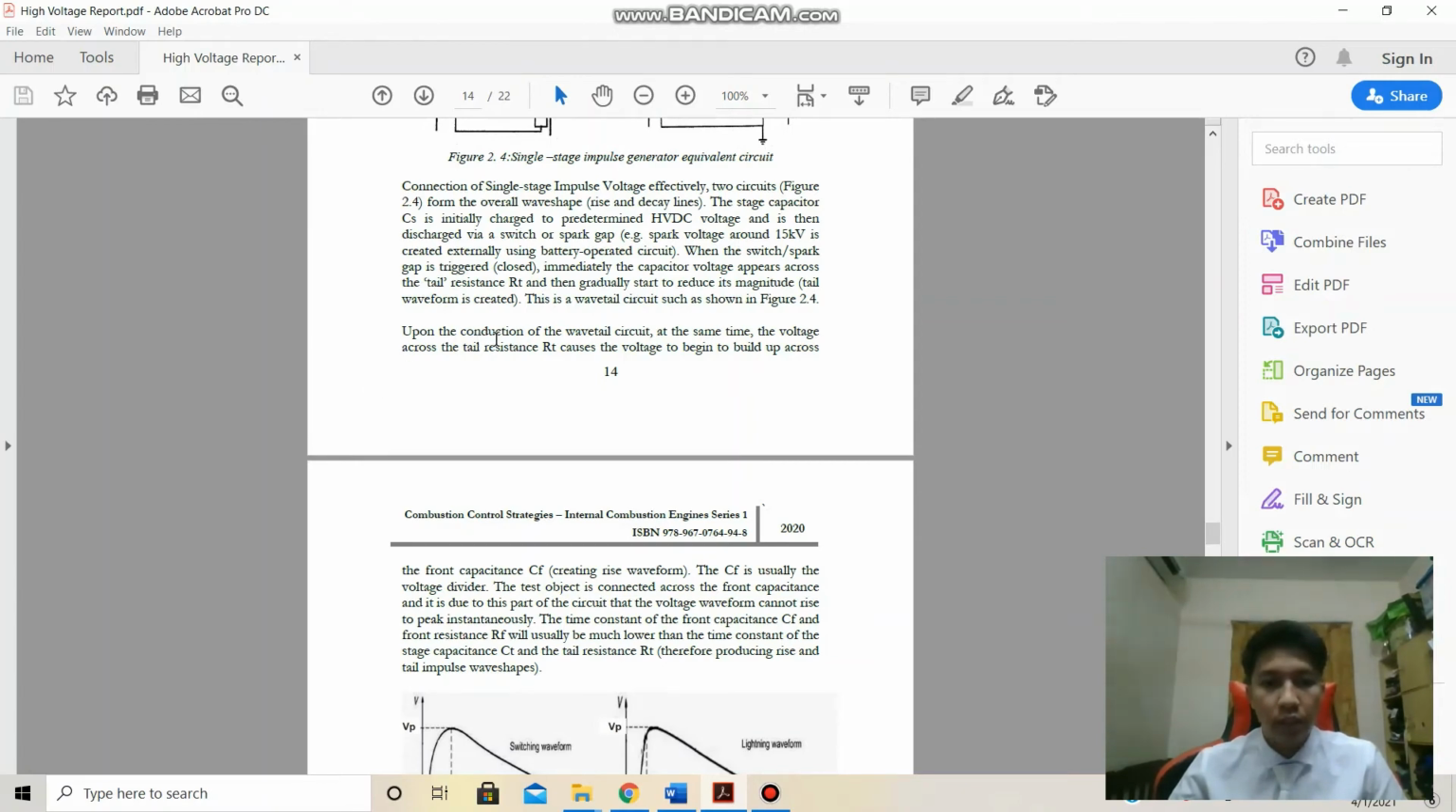Upon the conduction of the wave tail circuit, at the same time, the voltage across the tail resistance causes the voltage to begin to build up across the front capacitor. They create the rise waveform.